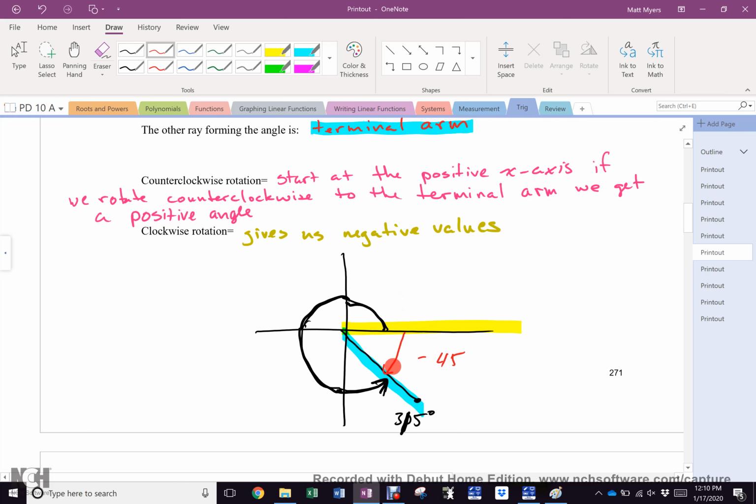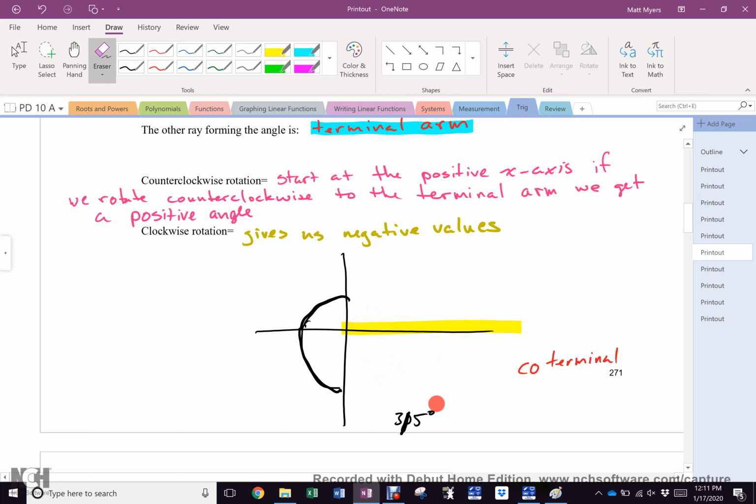Is everybody cool? This angle has two values. It's 315, but it's also negative 45. Everybody cool? That is called coterminal, because they share the same terminal arm. Everybody okay? All right, let's do another one.